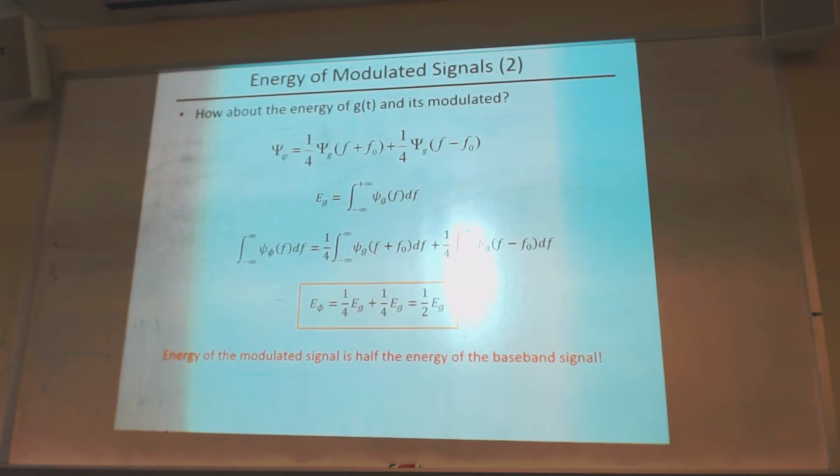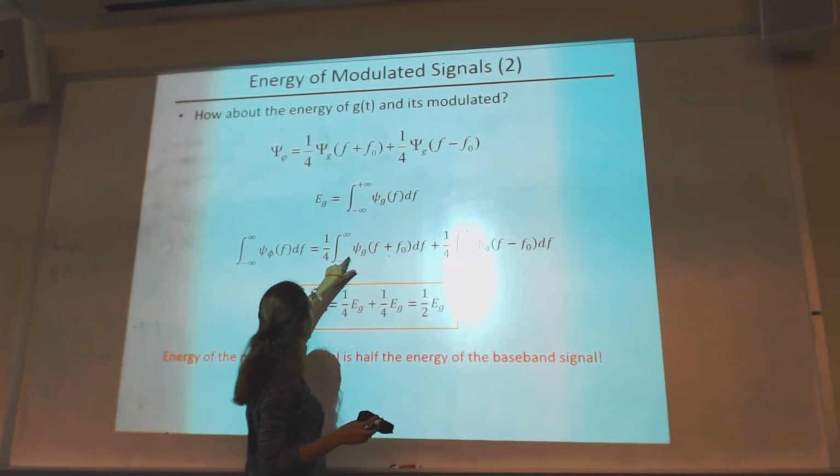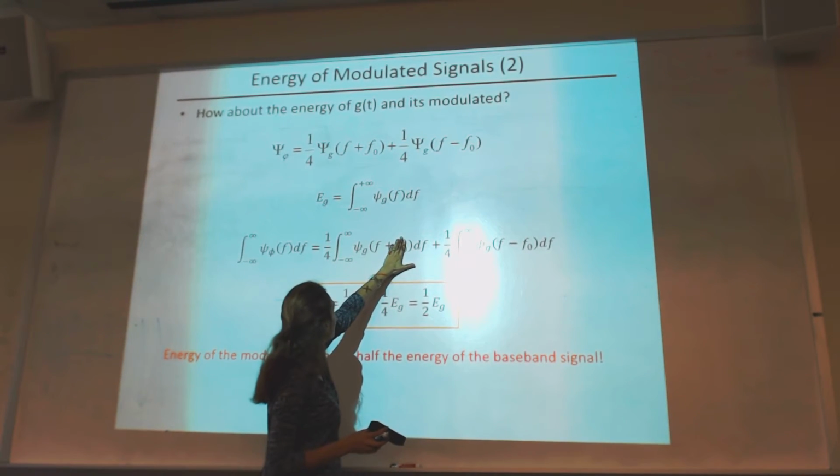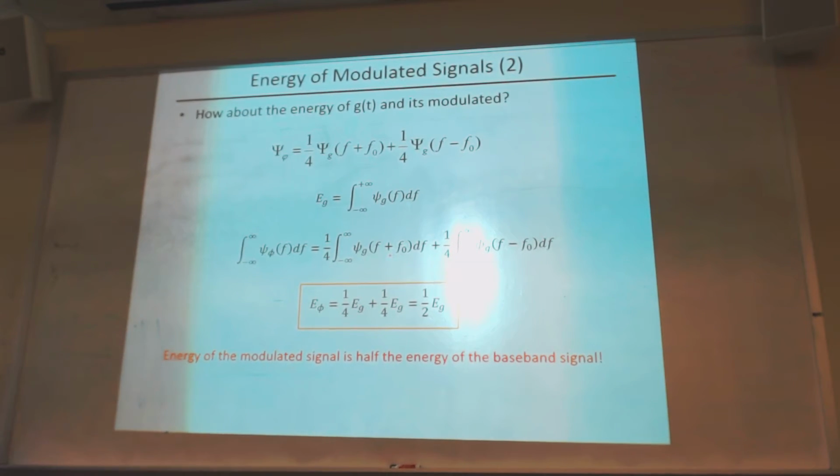Okay, look here. So the integral, here my function was shifted. How can I take the integral? If I didn't have f naught, I knew what the integral is. It's just the energy. But I have f plus f naught. Does it make a difference?